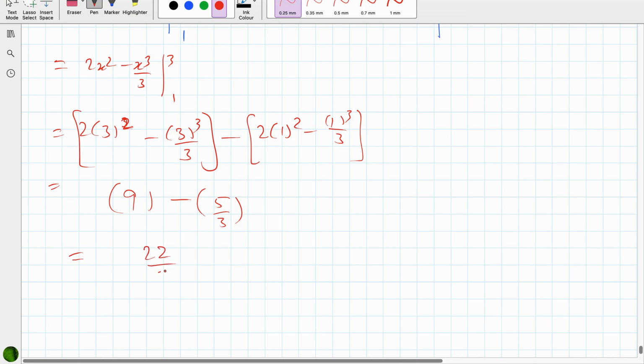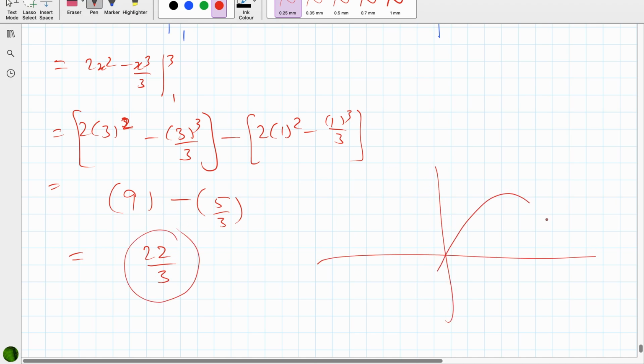So 22 by 3 under the curve. Now we are done with this section, which is under the curve, and I need to know the area under the line, which is this part. So from 1 to 3, the length is actually 2. And this height is 3.